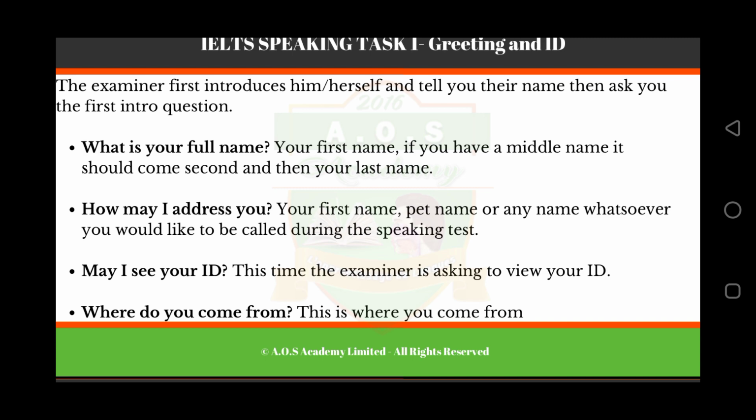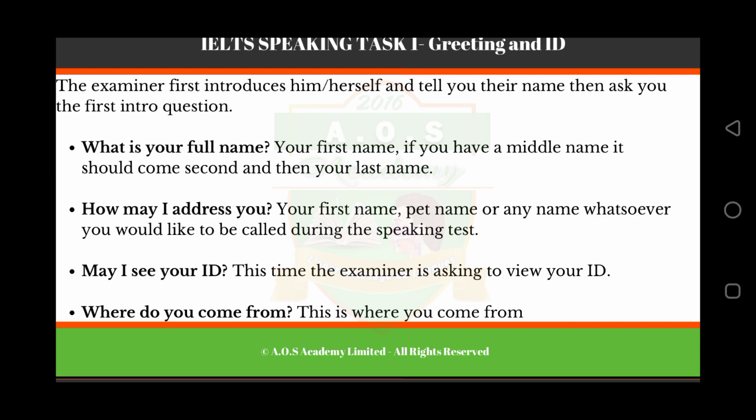For instance, you can answer, "Hi, morning Grace. My name is..." If you want to say the first name, you don't have to put Miss or Mrs. because you don't know if the examiner is married or not. So you must answer with your first name first. Then, if you have a middle name, it should come second and your last name last. But if you don't have a middle name, you can say your first name first and last name.